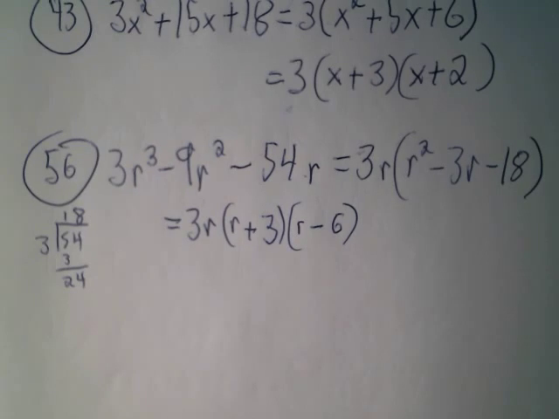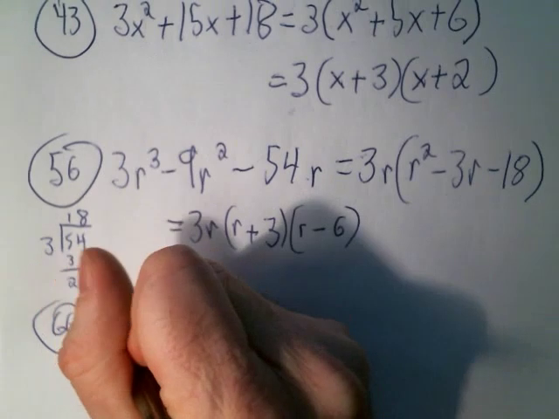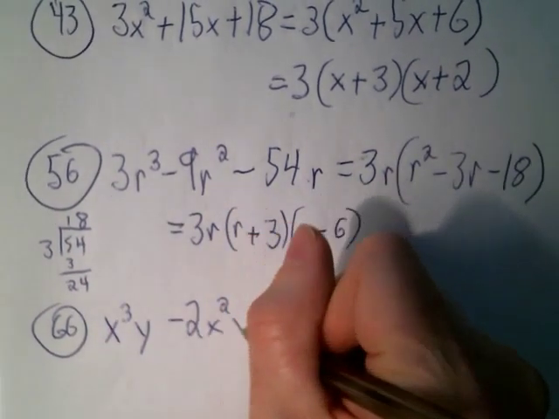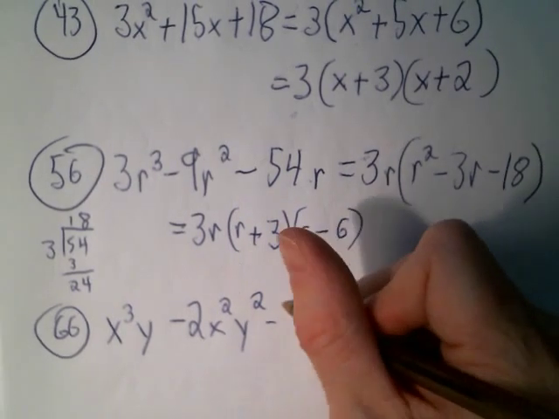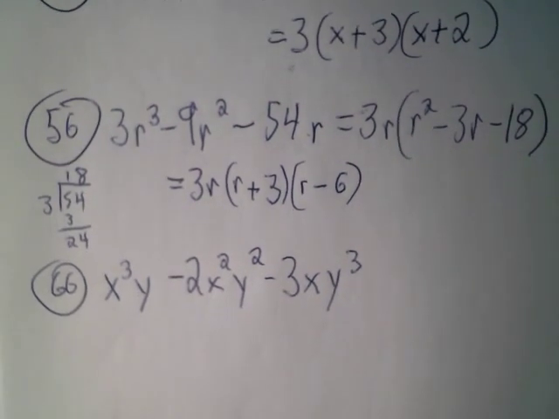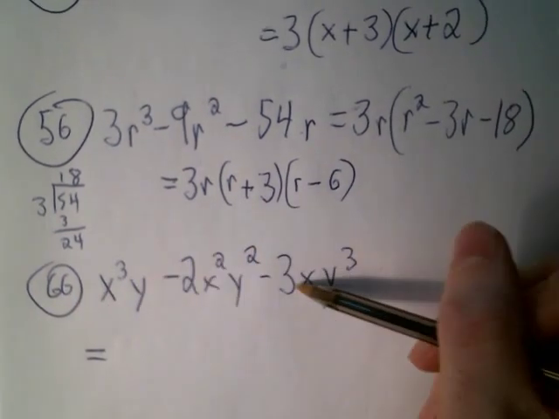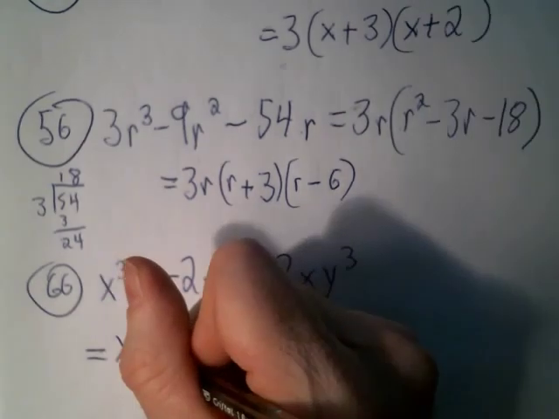Let's look at one that has multiple variables in it. So this is 66. We have x cubed y minus 2x squared y squared minus 3xy cubed. Okay. So let's factor out the common variable parts. So it looks like each is divisible by x, and then also each is divisible by y.